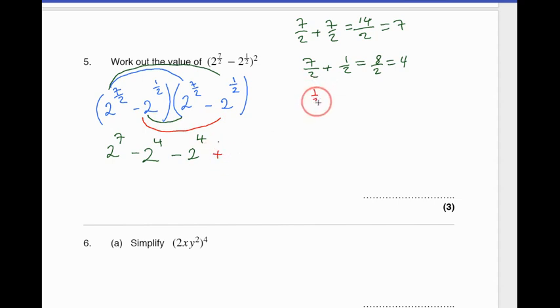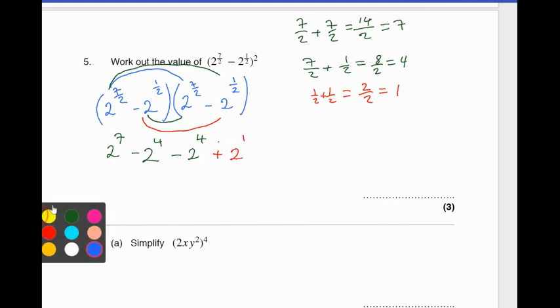So we have a half plus a half, which equals 2 halves, which is equal to 1. So that's plus 2 to the power of 1. Now we're just going to simplify everything. It's asking us to work out the values, so we can actually do that.